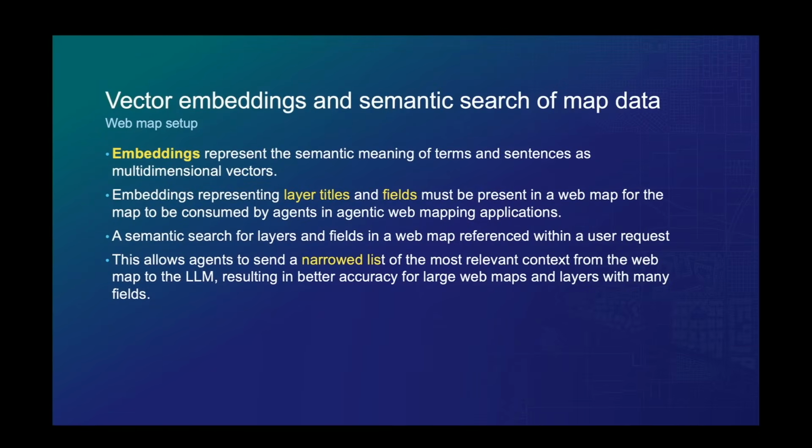Okay, vector embeddings. So what is an embedding? Embeddings represent the semantic meaning of terms and sentences as multi-dimensional vectors. What we do is we generate embeddings for layer titles as well as the field names, aliases, and descriptions. All of those strings exist in a vector space, so we create vectors for those. That's what's persisted on the web map.